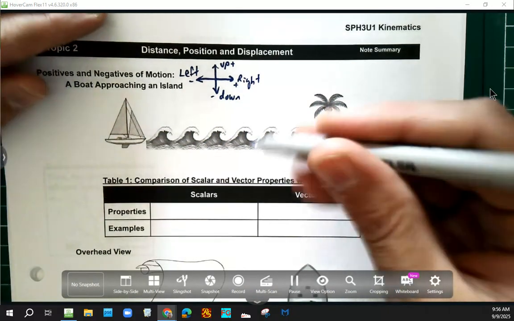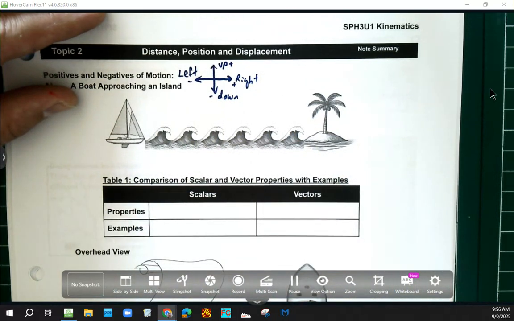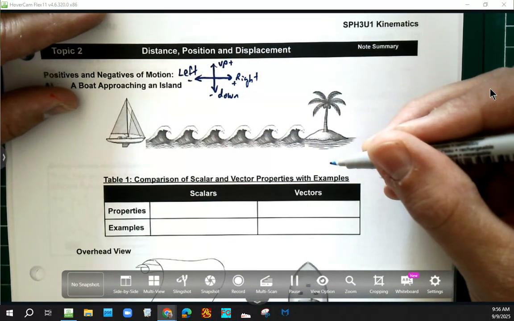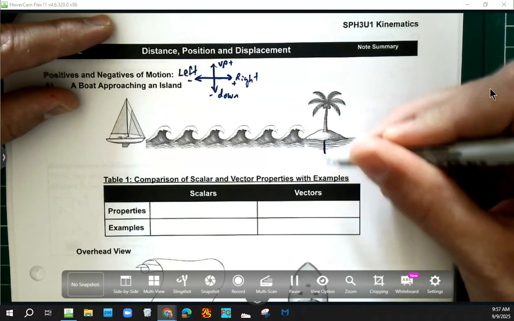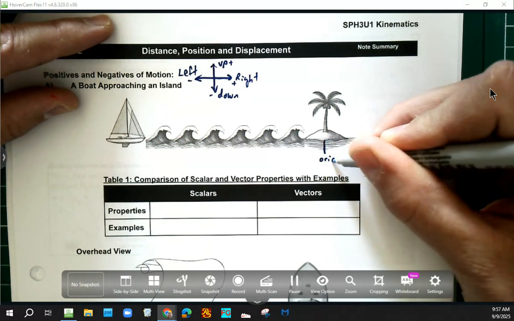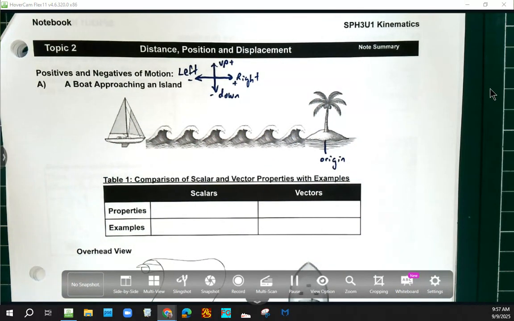Now this boat's going to sail across the page towards this island. The fact that you're going towards the island doesn't mean that it can't be called the origin. The origin is really just a reference point. It's a point that we can make measurements with respect to. It doesn't mean where things came from. It just means that it's a point of reference that we can hold on to.